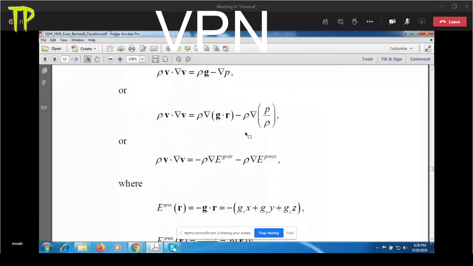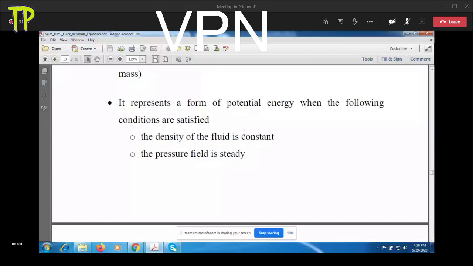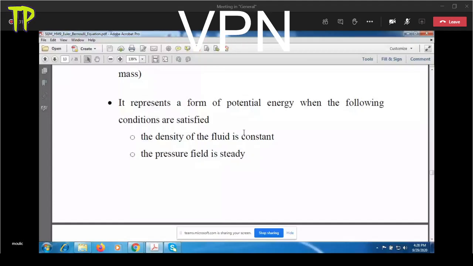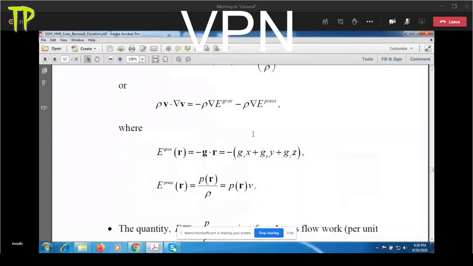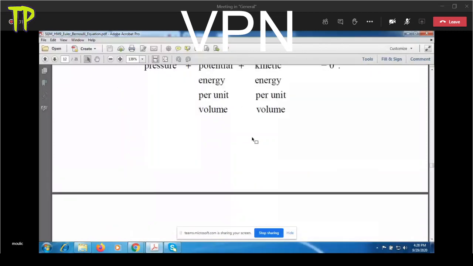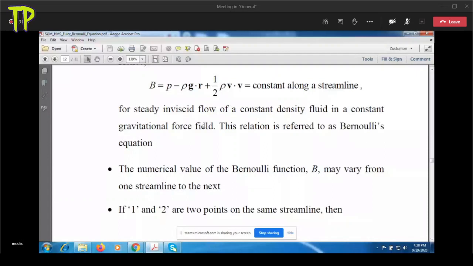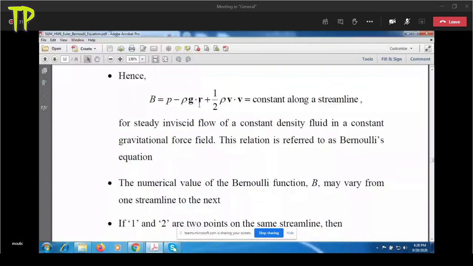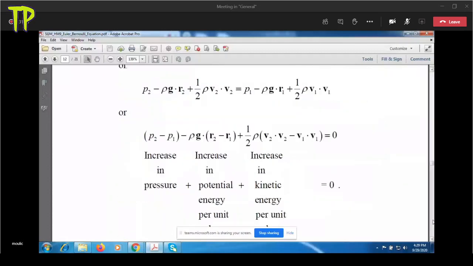Okay. Now another question that was asked is regarding the variation of this quantity, which I call V. I said that it is constant along a streamline, but the numerical value can vary from one streamline to the next. So let us answer that question.